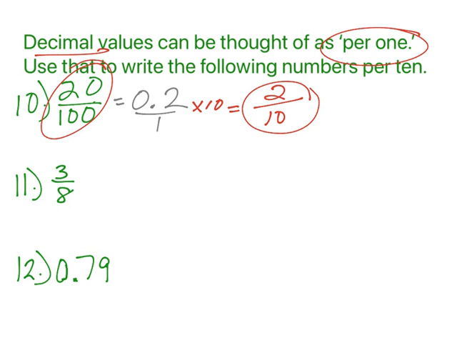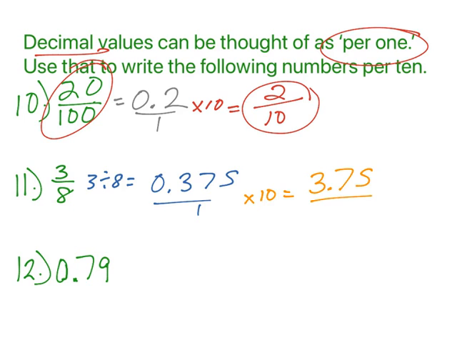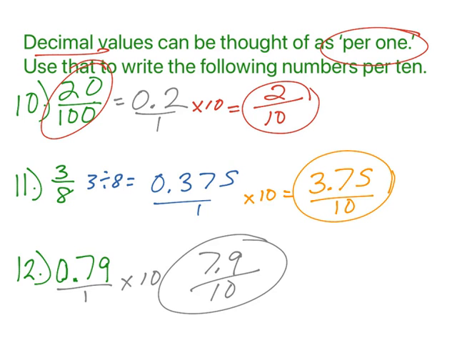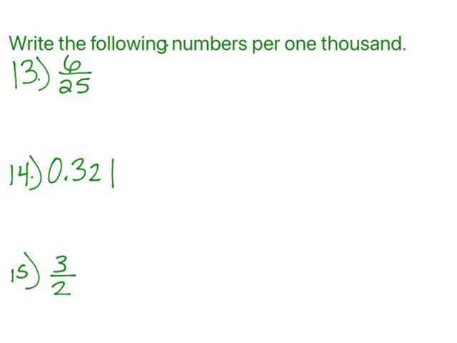Now for the second one, 3/8. If I take 3 divided by 8 and get 0.375, it's like saying over 1. If I multiply the top and bottom by 10, I get 3.75/10. Right? We're talking about scaling here, which can be a very important factor in the math world. Now in number 12, we already have a decimal, so we multiply by 10 and we get 7.9/10.